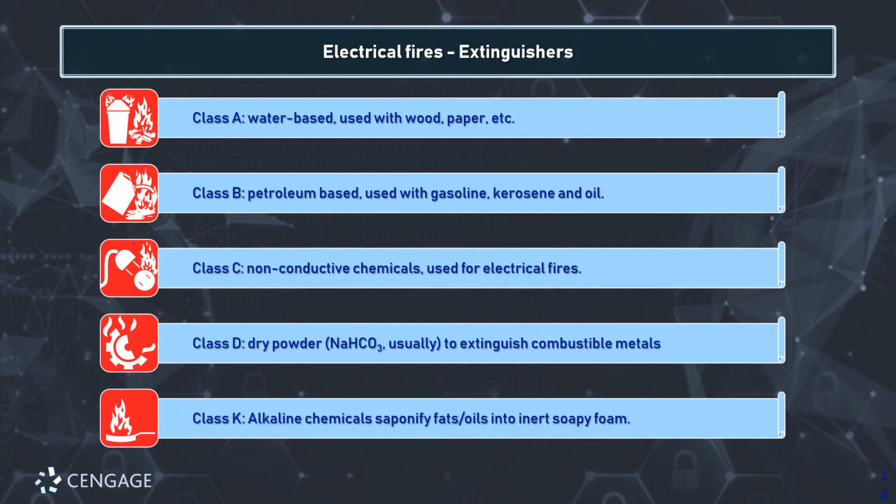Class K, this is where we use very alkaline chemical foam sprays in order to saponify fats and oils into inert soapy foam. So this would be things like using lye or similar material, L-Y-E, not like I'm telling a fib, where essentially when it contacts the surface of fats and oils, causes it to what we call render, generates a separation of the glycerin and the fat into what we call soap.